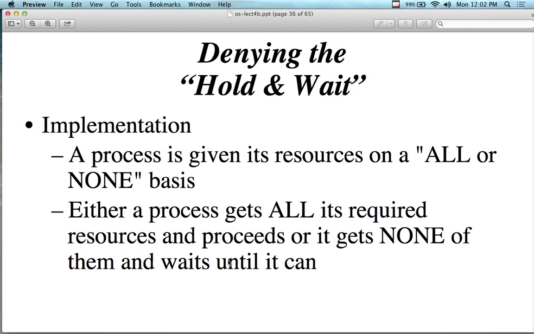So, denying the hold and wait, in terms of implementation: a process is given a resource on an all-or-nothing basis. That's how your CD-ROM drive actually works. When you're writing a disk, that disk is going to run, and if you try to stop it, it's pretty hard to stop. It's not going to stop. Even the user can't preempt it. Why do you want to do that? You're going to destroy it anyway.